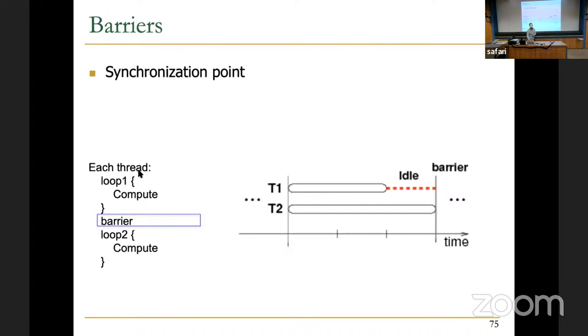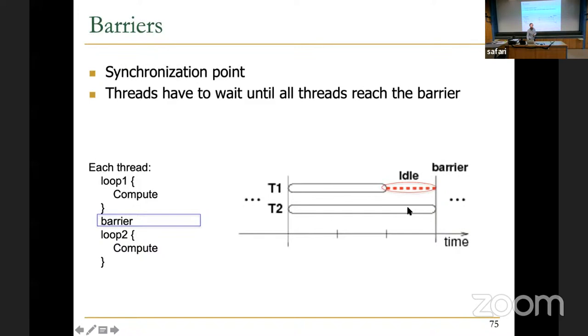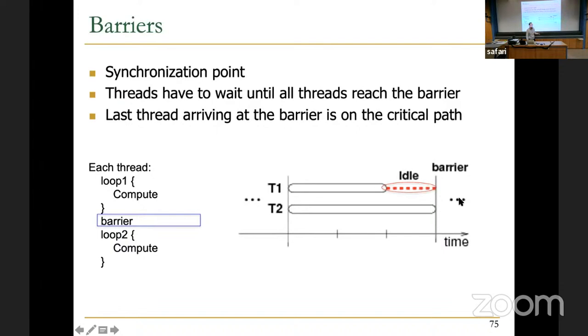So if you look at this barrier, if you look at just two threads, the computation of loop two can start only after both of the threads reach the barrier. And if one thread reaches the barrier earlier, as you can see over here, it's going to wait, meaning it's not going to keep its core busy. So the last thread arriving at the barrier is on the critical path in this particular case. Makes sense, hopefully.